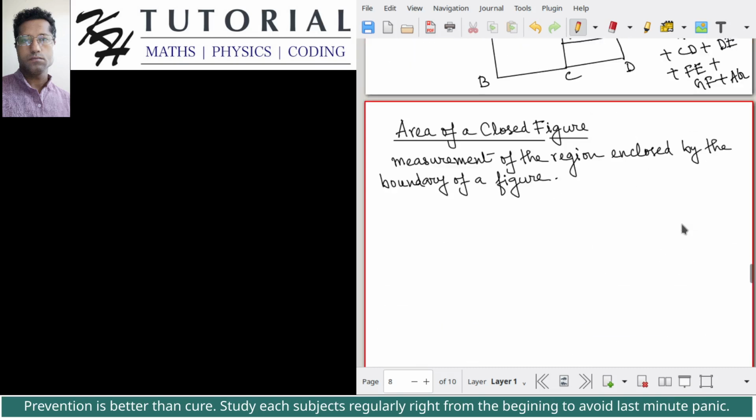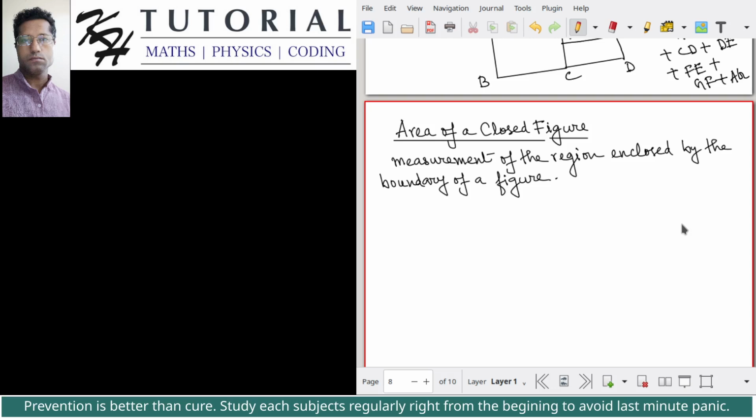Okay. Next, what is the area of a closed figure? Now, to understand the area, please note that area is only meaningful for a figure which is closed. Area is not applicable. Area is meaningless for an open figure. It is only meaningful for a figure which is closed.